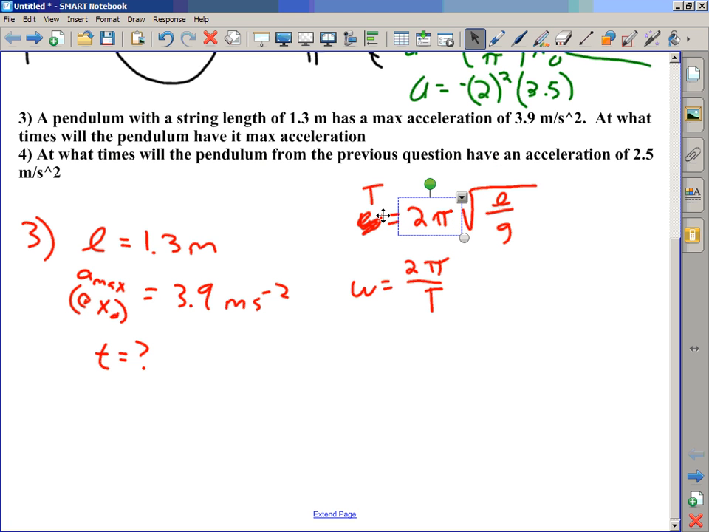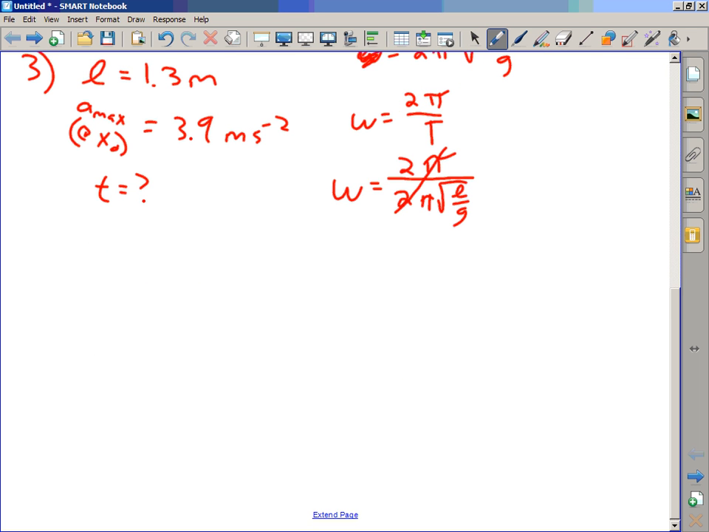Given this part over here, period equals 2 pi square root of L over G, right? This then becomes, and omega is 2 pi over T. This is 2 pi divided by 2 pi square root of L over G. The 2 pi's go away. Yes? So now I've got 1 over square root of L over G.